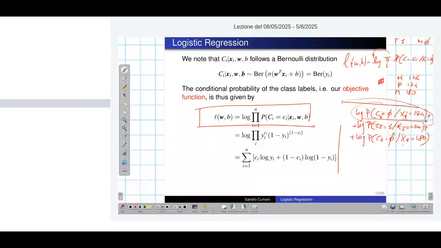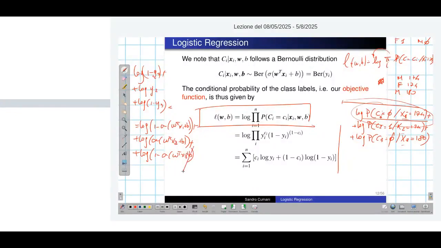This is the probability distribution of a Bernoulli. So technically, this we could write as logarithm of 1 minus y1 plus logarithm of y2 plus logarithm of 1 minus y3. Or if you prefer, logarithm of 1 minus sigmoid of W transpose x1 plus b plus logarithm of sigmoid of W transpose x2 plus b plus logarithm of 1 minus sigmoid W transpose x3 plus b. Now, here you see that what's not nice is that I have this logarithm, this asymmetry in the way we treat terms.